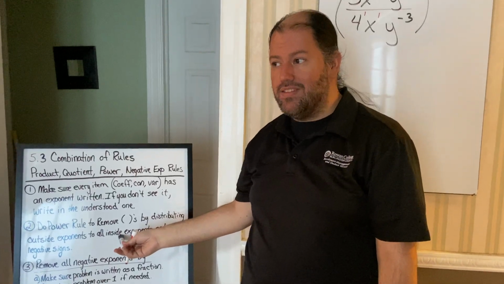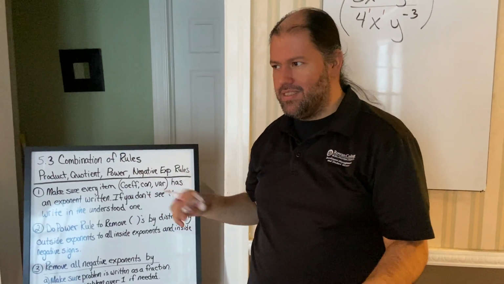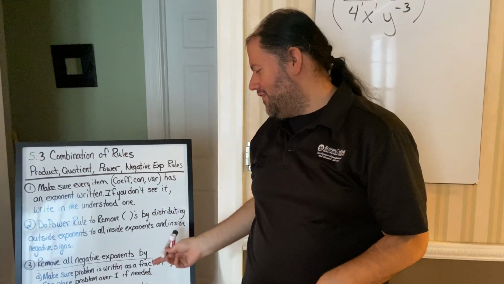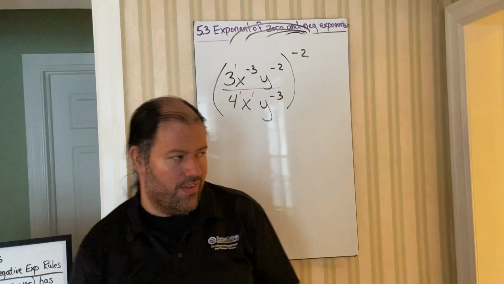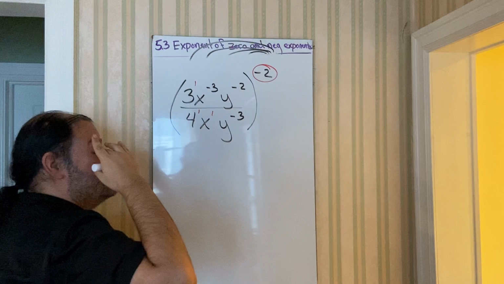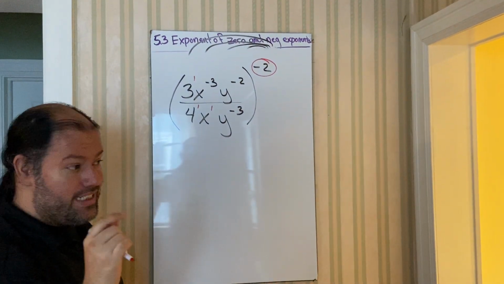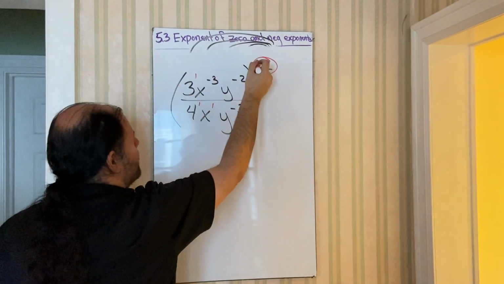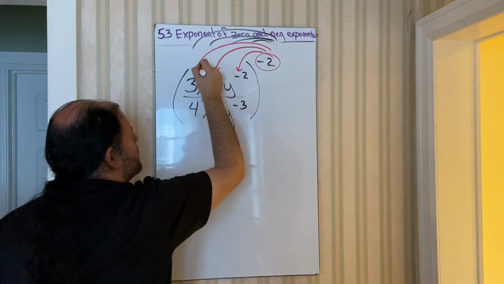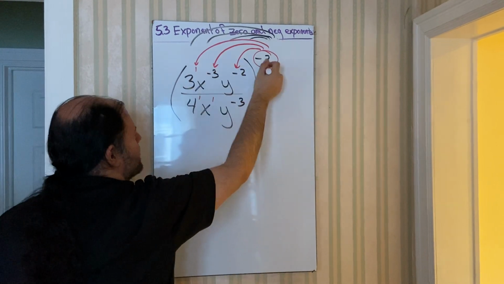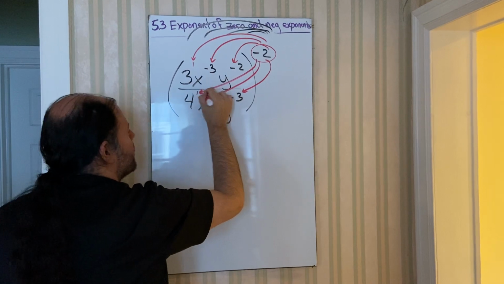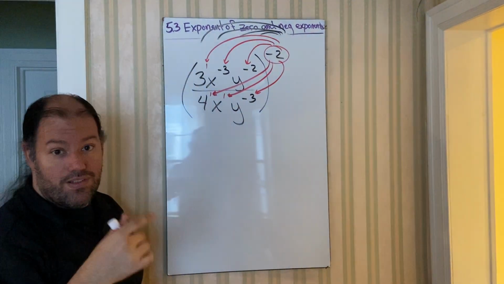Let's get rid of that outside set of exponents by distributing it to all inside exponents, and any inside negative signs. I only distribute the outside exponent to inside exponents and negative signs, never to the base itself. So distribute, distribute, distribute to the 1, not to the base. Distribute, distribute, distribute.